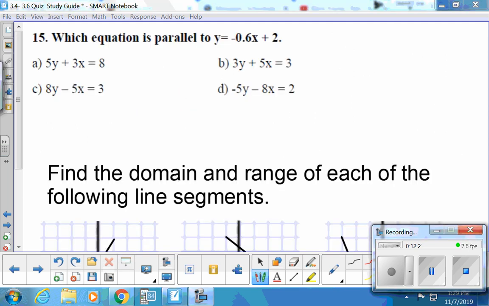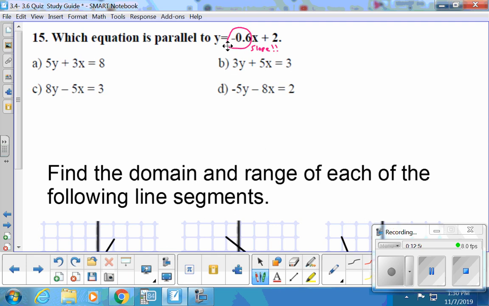So 15 is multiple choice if you're curious what's going on here. They just want you to choose which equation would have a slope that would make the line parallel to the given line. What's the slope of this given line at the top? I don't know, negative 0.6. It's the number with the x, right? I couldn't read that. So you just have to solve for y, solve for y, solve for y, till you get one that has the negative 0.6 as the slope.